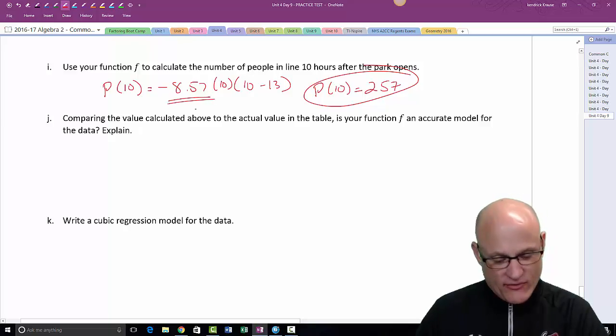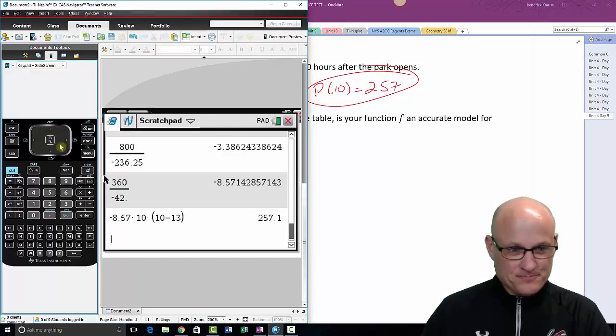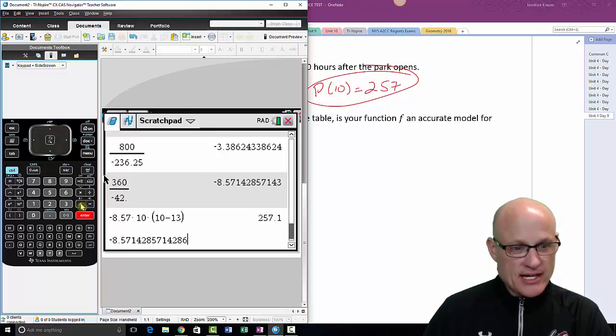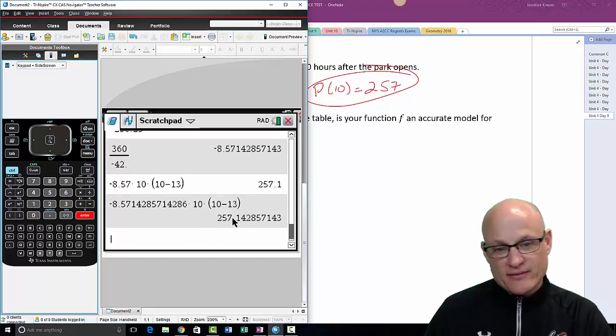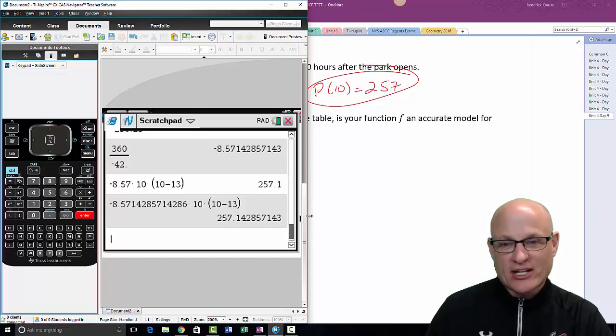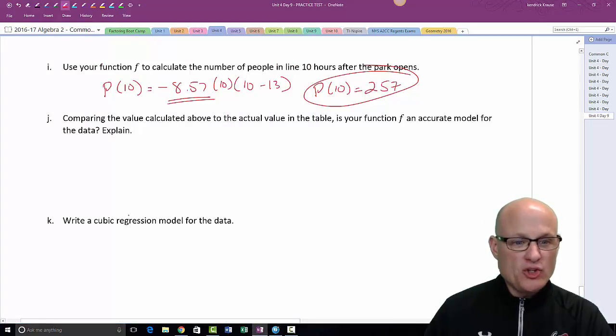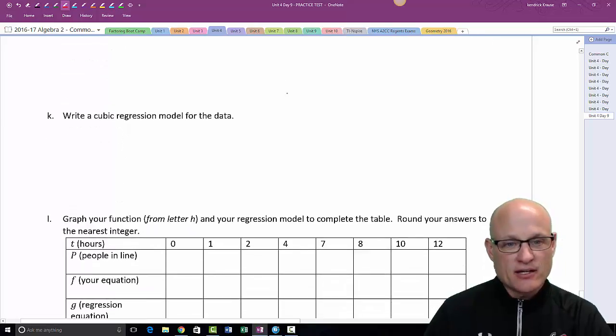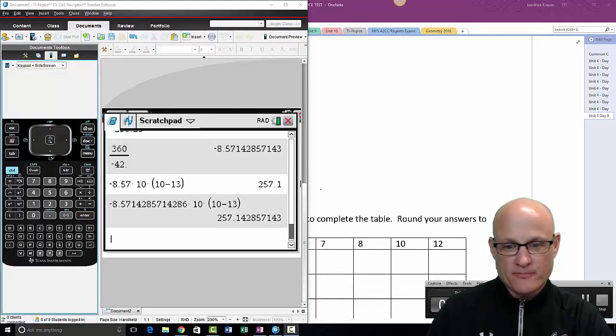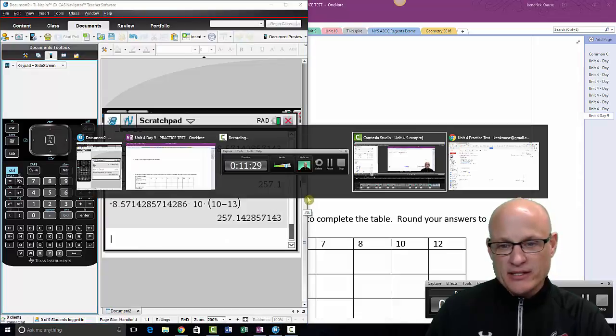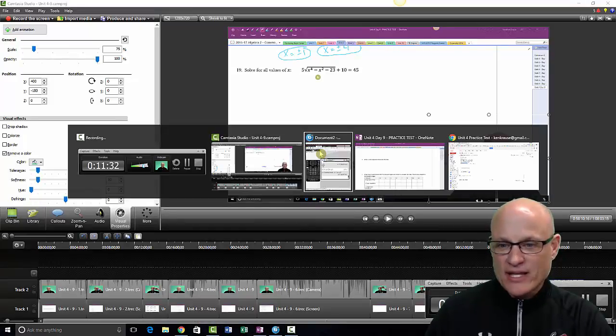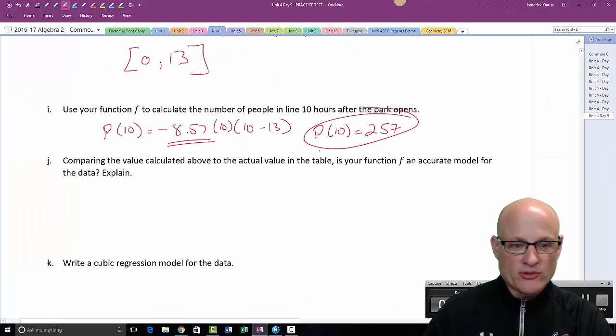I wonder if I had actually used that whole value, would I have gotten a better estimate? So if I use this whole thing, enter, times 10 times parenthesis 10 minus 13. I wonder if I get a better answer. 259, it's about the same. It's not going to change much. So still, it's not a great model. So write a cubic regression model for the data. All right, so we're going to use the cubic regression model. Maybe the quadratic model was not good enough.